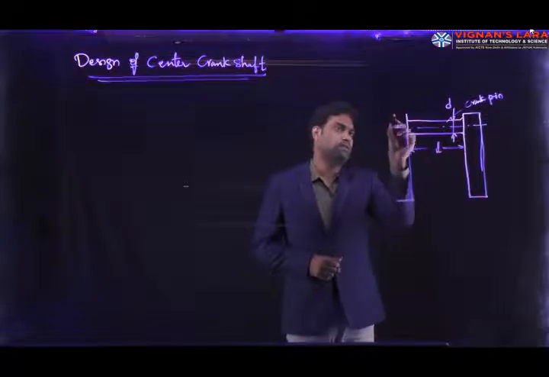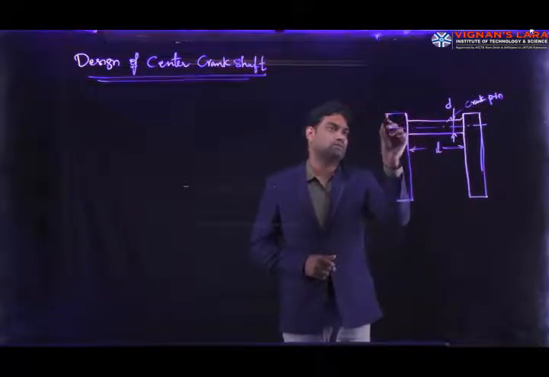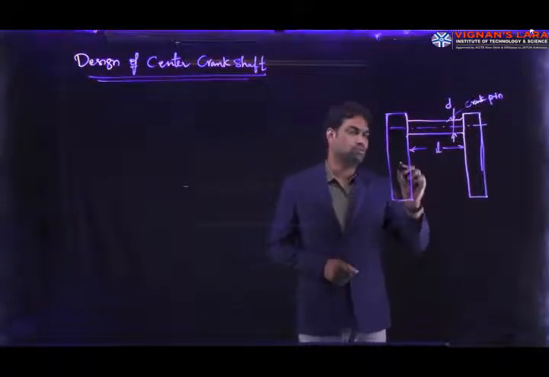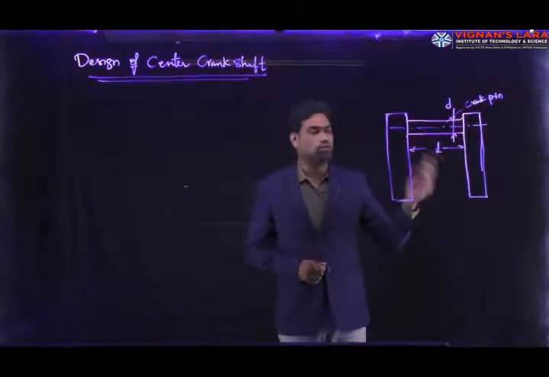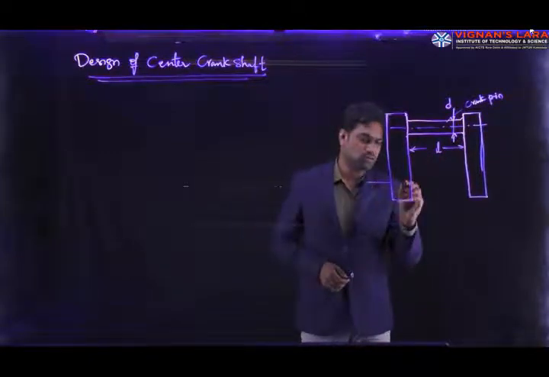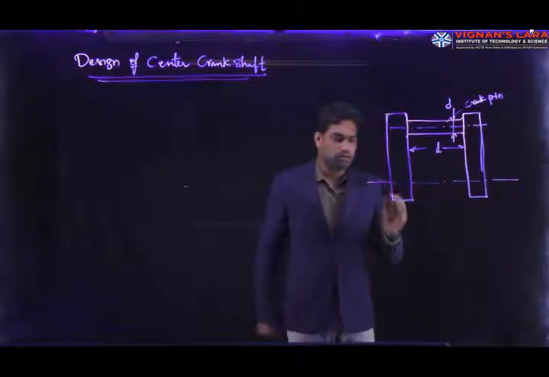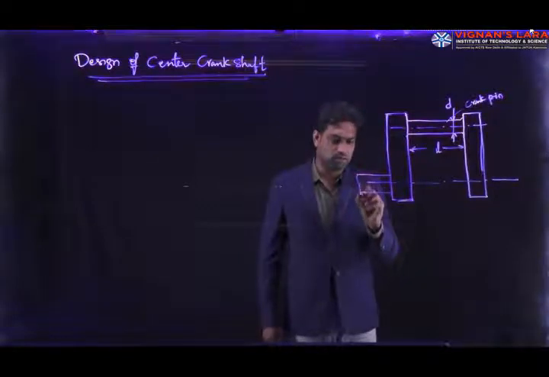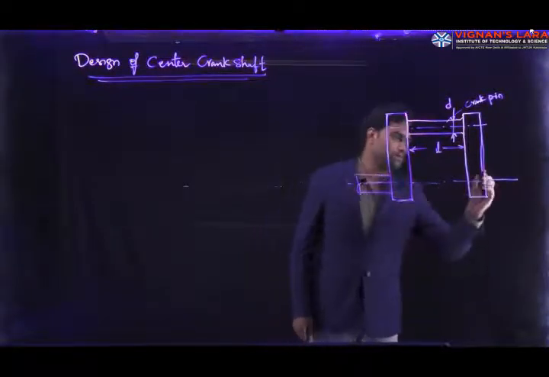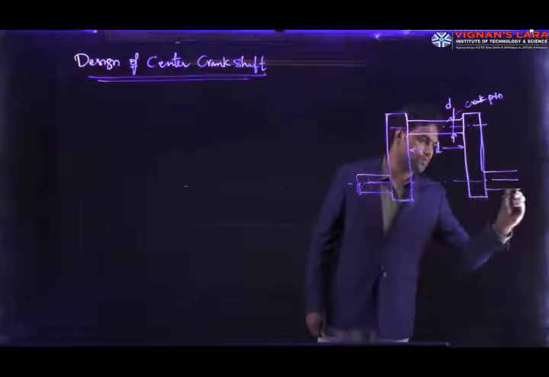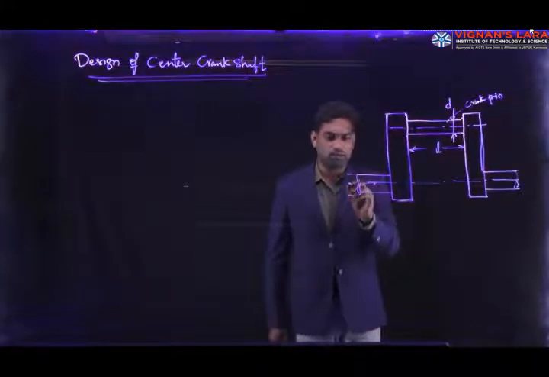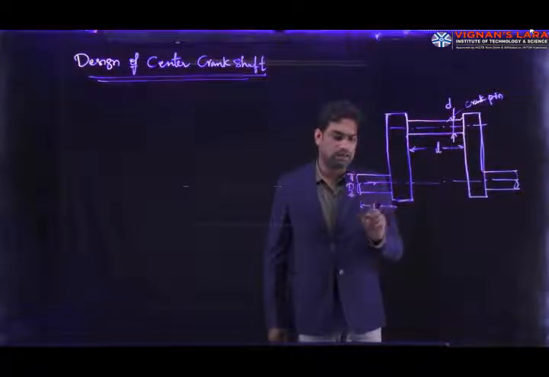If you observe the overhang or side crank, in that case the pin is supported by only one web, but here we have two webs, on both sides of the pin. And these two webs are again supported by the main journal. Here we have two journals on both sides of the web. Here it is the main journal with diameter capital D, and the length of the journal is denoted by capital L.